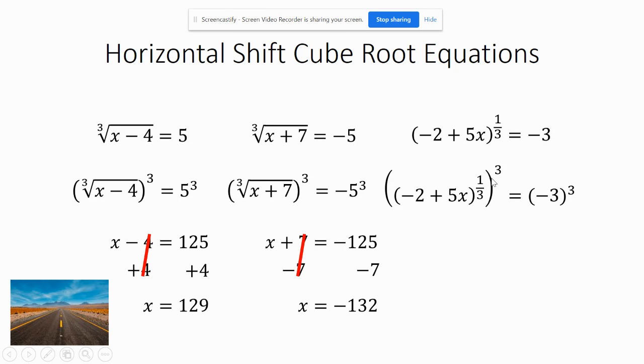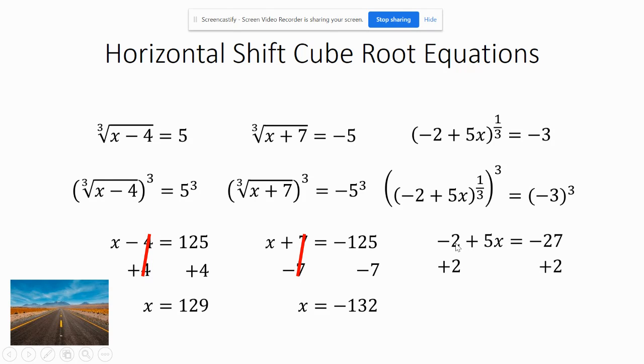This one's very similar, except it's a 1/3, so to get rid of it, I would still cube it, the cube of the whole thing. But if I cube the left side, I've got to cube the right. Those go away. So now I have this negative 2 plus 5x equals negative 27. Well, think about it. How would you solve this? Well, wouldn't you add 2 to each side? It's kind of written weird, but we'll still add 2 and undo the negative 2.